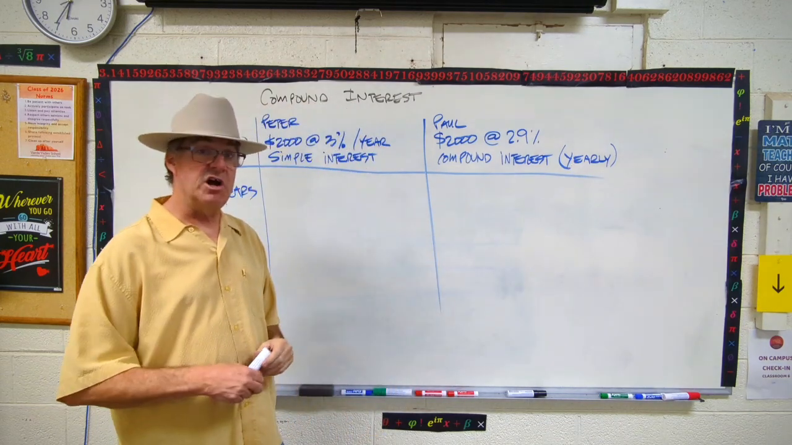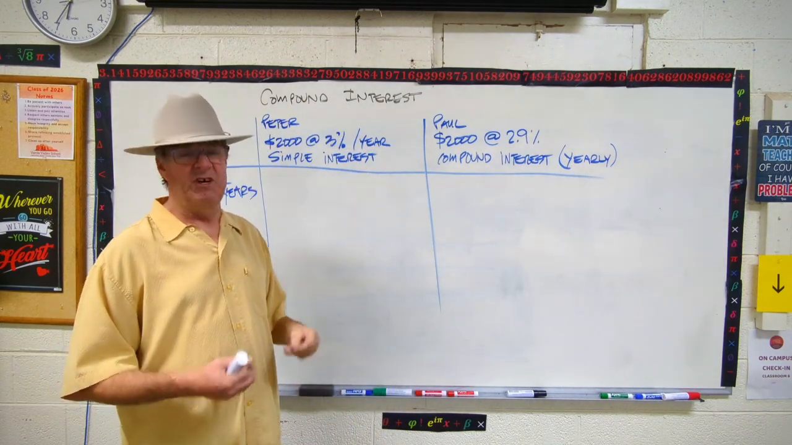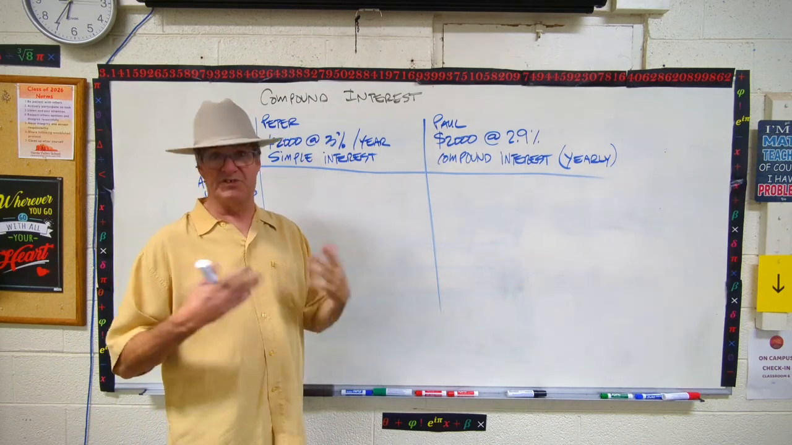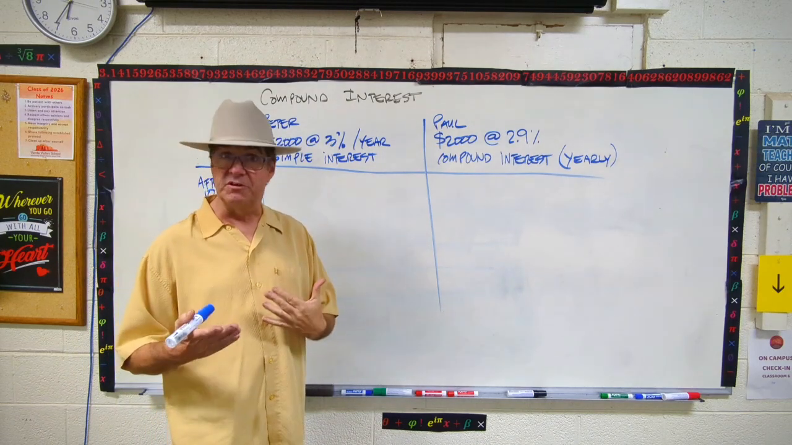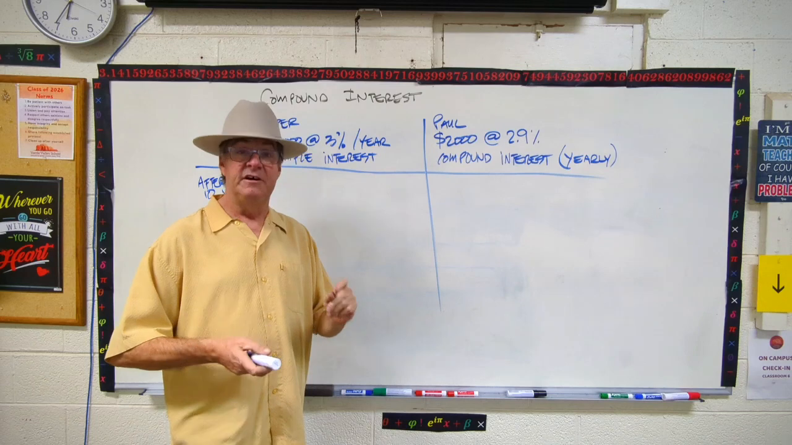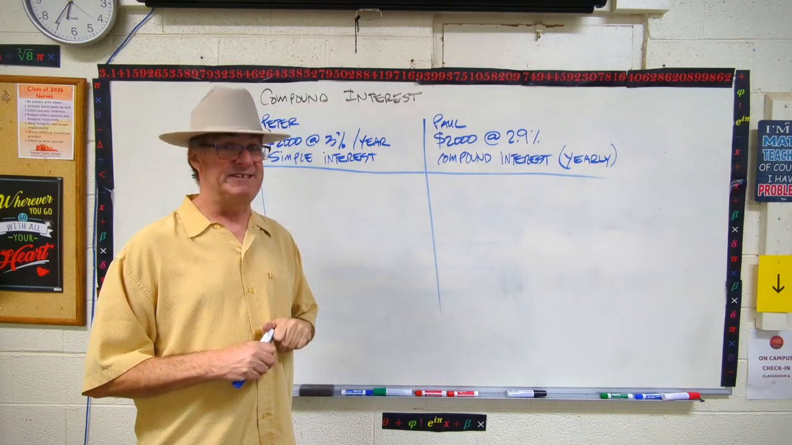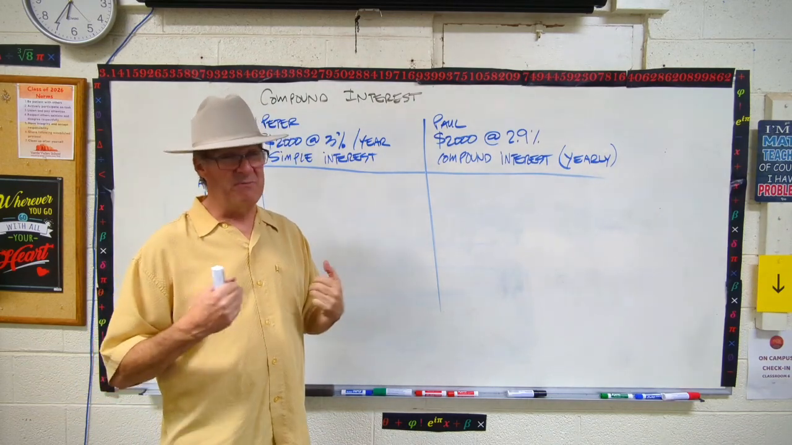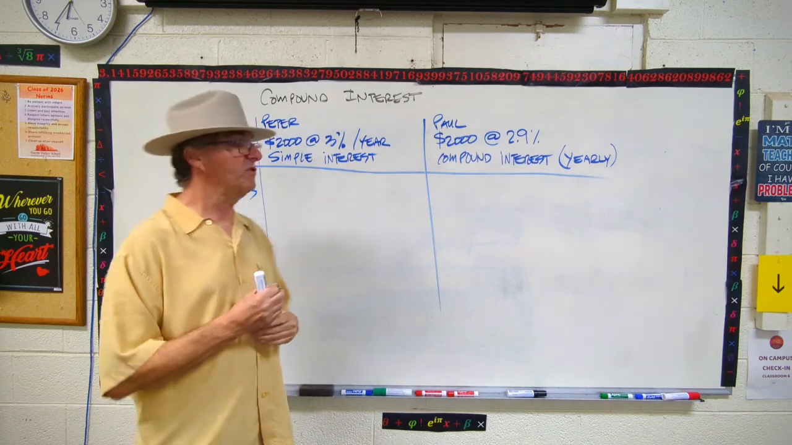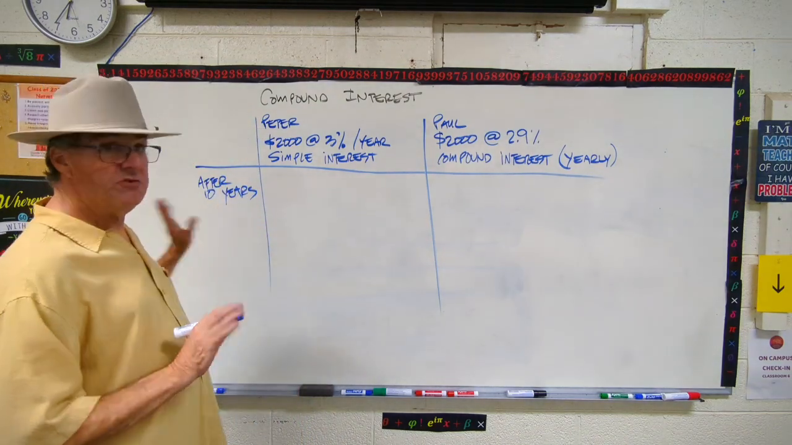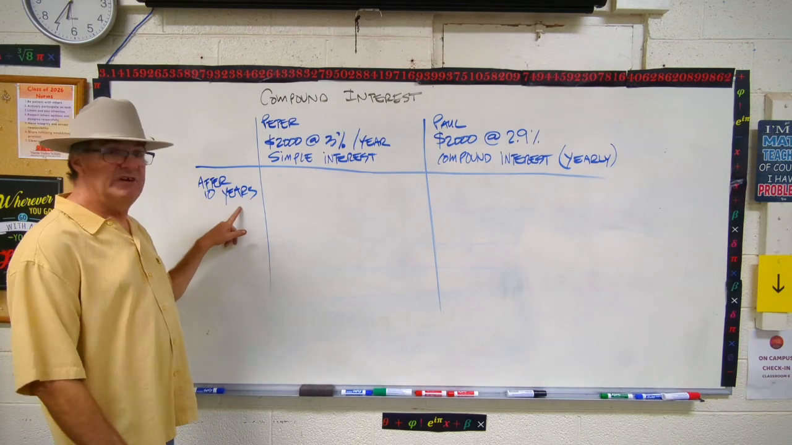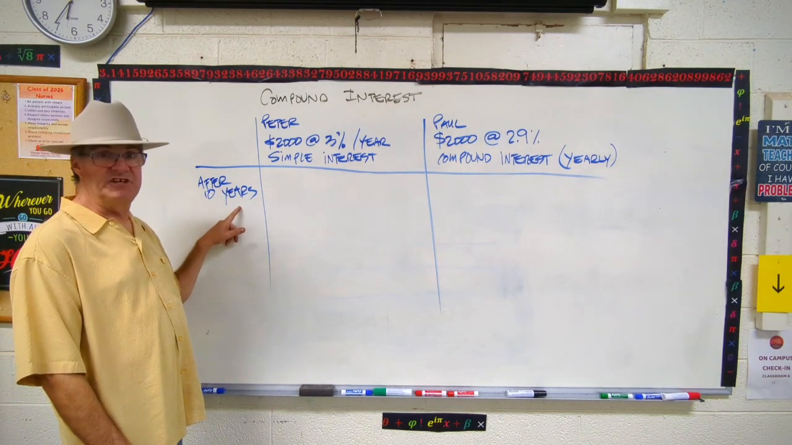In future lessons, we'll talk about different compounding intervals, mostly quarterly and monthly. We'll see what happens when we compound more frequently. In real life, your bank compounds their interest daily. So that's the best result. That's what you get in life. Okay, so the first question we're going to answer is, how much in each account after 10 years?